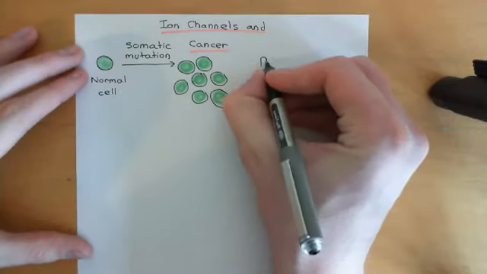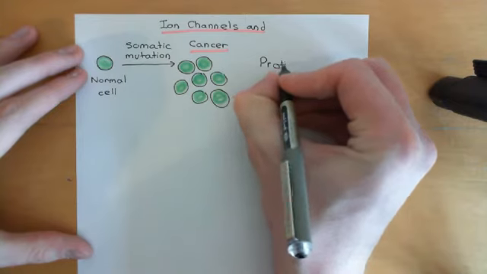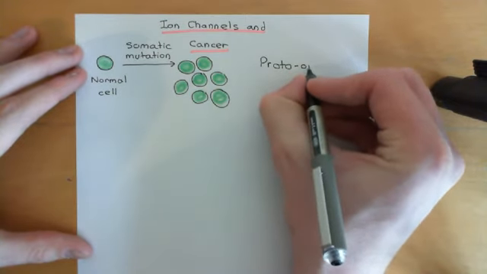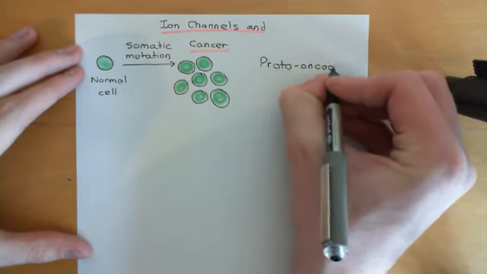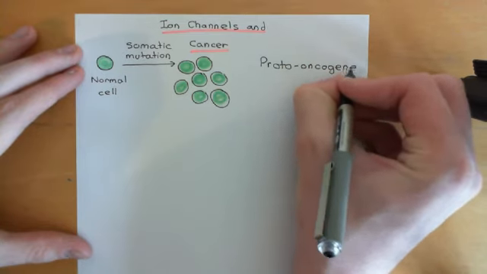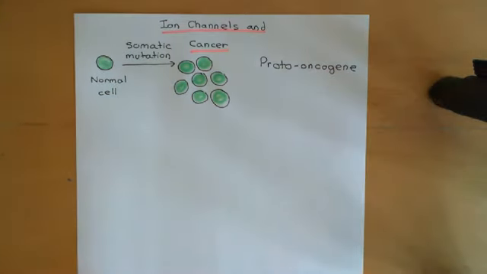So let me just talk about this. A proto-oncogene is a gene which is involved in making cells divide. It's a gene that if you express it, or if you have high activity in the protein that it codes for, it will cause the cell to divide. It's a pro-growth protein, basically. It's involved in making the cell divide.